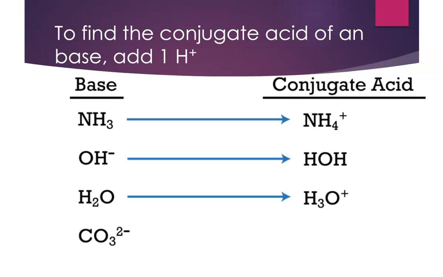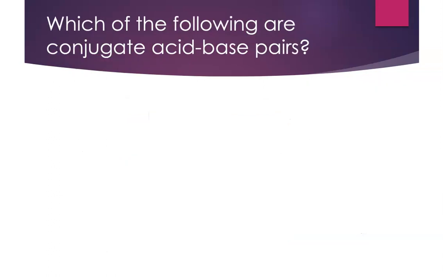And if my base is carbonate ion, CO3 2-, and I add an H+ to it, I get hydrogen carbonate ion. Notice the charge went up by 1. All right. So one of the things I want to point out here is that I've got water as a base in one example, and I've got water as a conjugate acid in another example. This brings me to a very important term, which I'll mention in another slide. Not quite yet. First, I want to do a little more practice with conjugate pairs, all right?